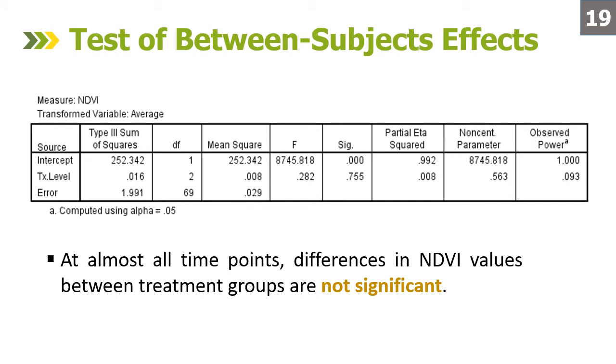The differences of NDVI values for different treatment groups averaged across all time points are not statistically significant. At almost all time points, differences in NDVI values between treatment groups are not significant. These are also parallel with individual one-way ANOVA test results for each month.